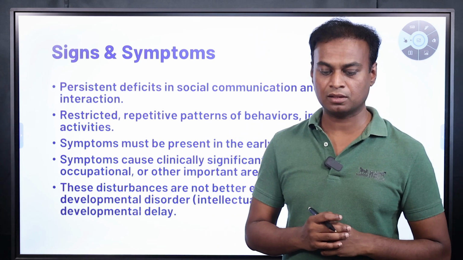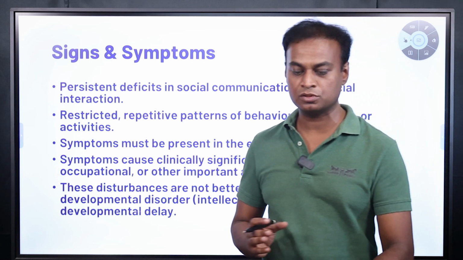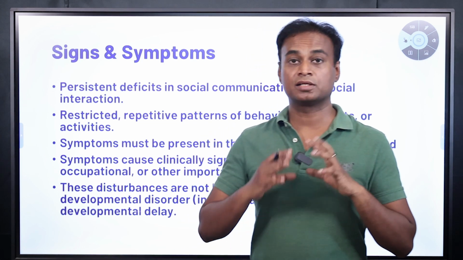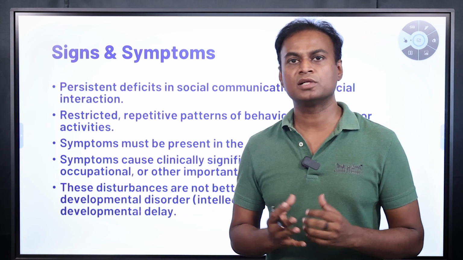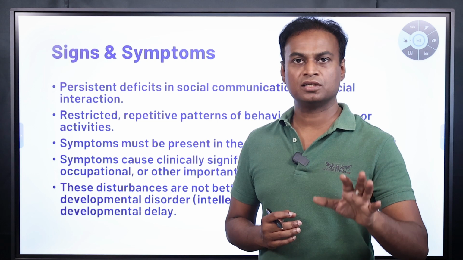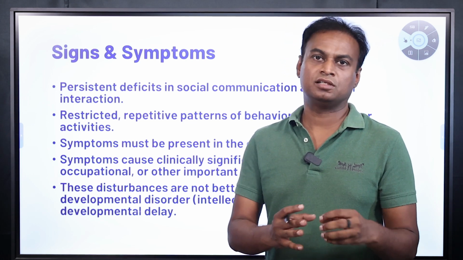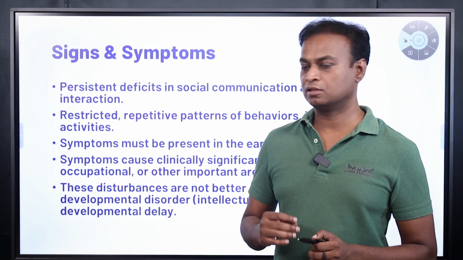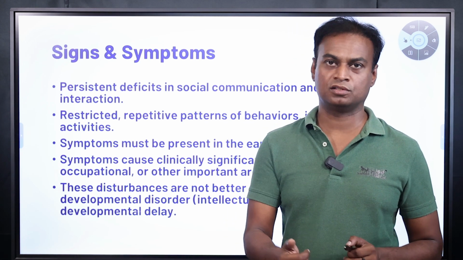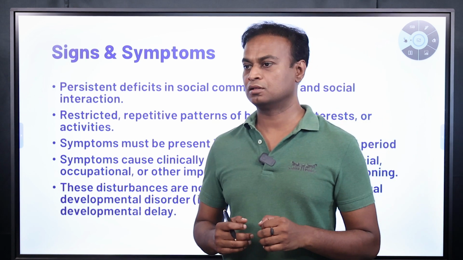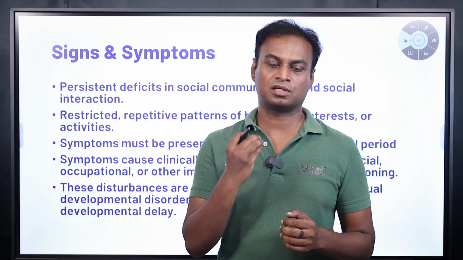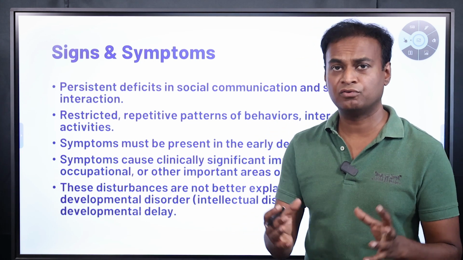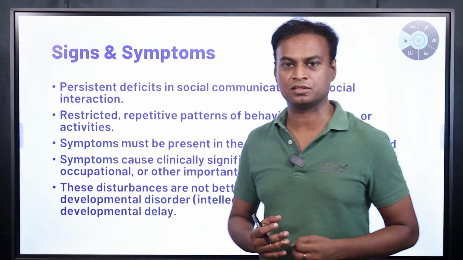The next one is hyper or hypoactivity to sensory inputs, or unusual interest in sensory aspects of the environment. For example, they have abnormal sensation. If you touch a warm thing, you understand it is not too hot or too cold. Or if you are touching something very soft, you know that it is very soft. Or if someone is whispering into your ear, it will just be a whisper, right? But these kids will have abnormal sensation.